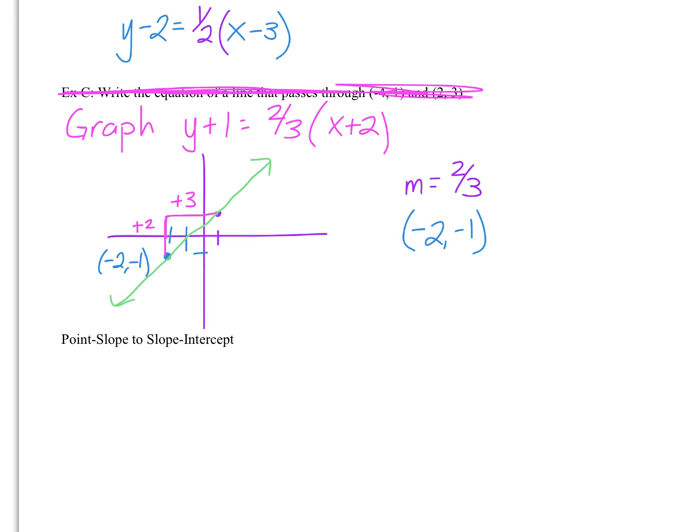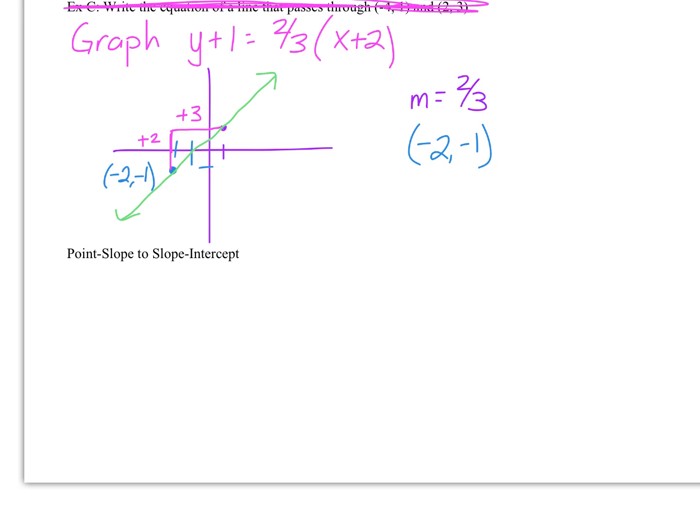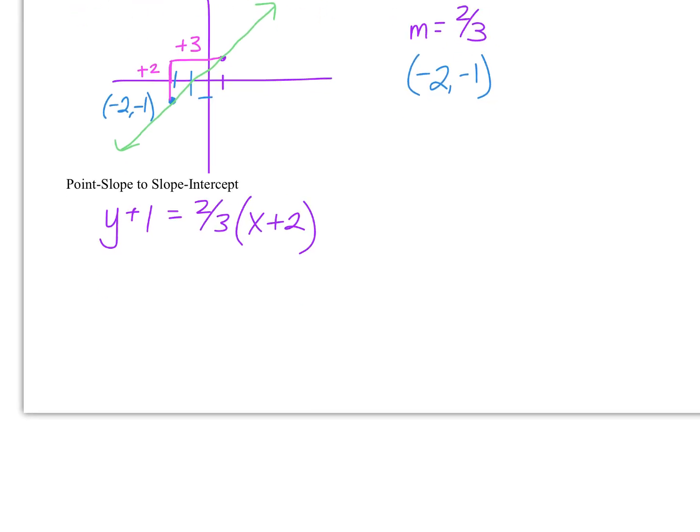Last thing, so changing point slope form to slope intercept form. So let's just use our last equation. So we had y plus 1 equals 2/3 times x plus 2. Okay. So basically what I would say for this is just try to get y by itself and simplify the equation.